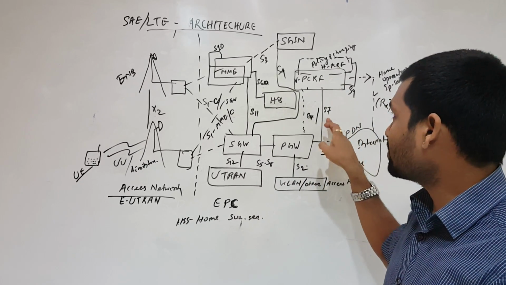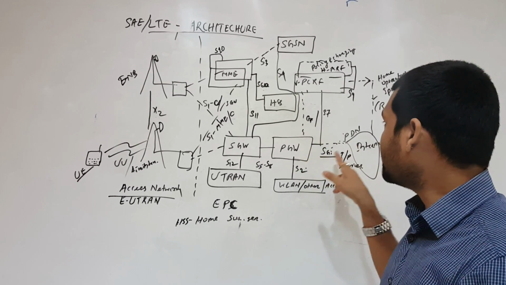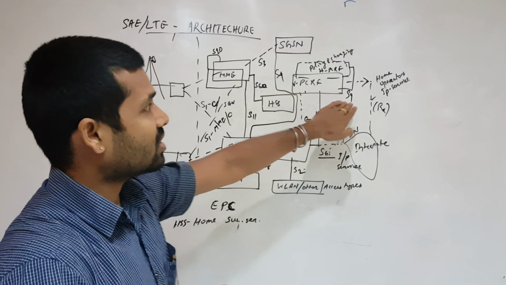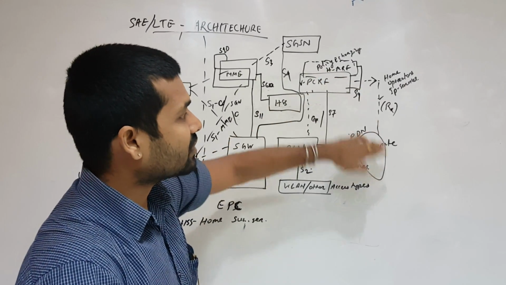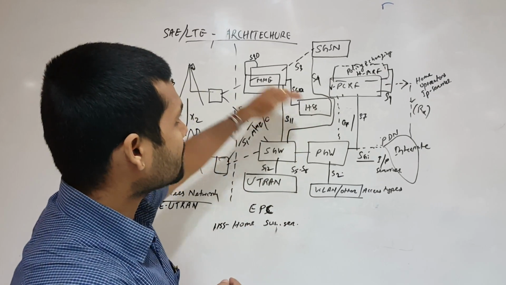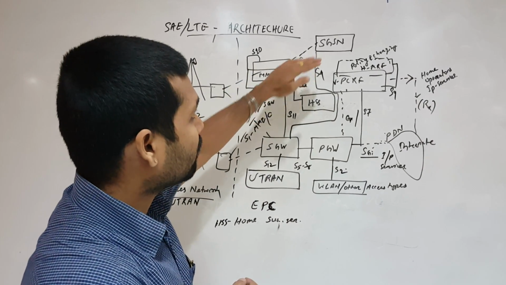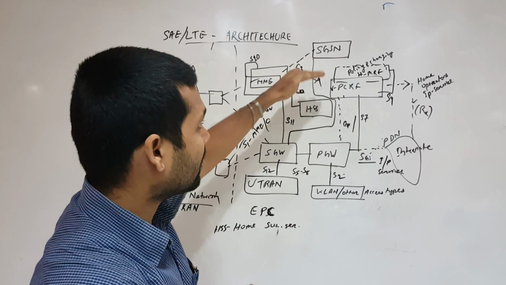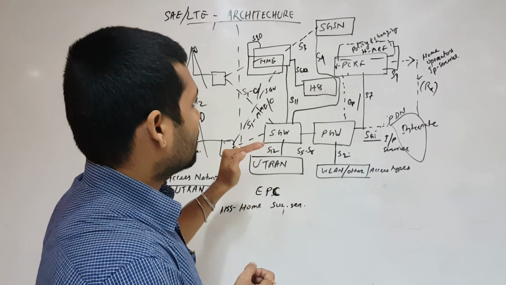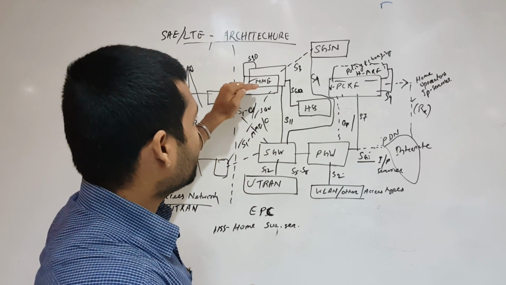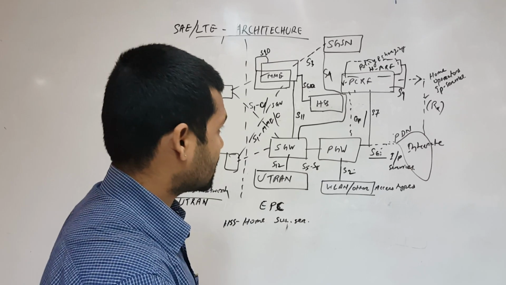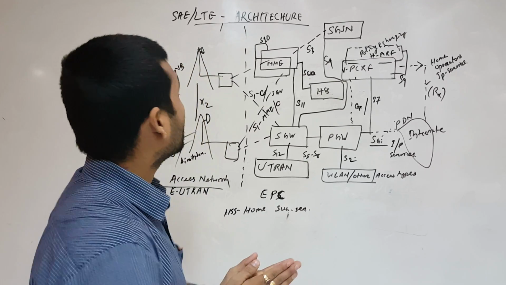Towards the PCRF, we have the S7 or Gx interface. Towards the PDN, we have the SGi interface. From PCRF to the other PCRF, we have the S9 interface. From PCRF to the home operator's IP, we have the Rx interface. From HSS to MME, S6a. From SGSN to MME, S3, and S4 towards the serving gateway. From MME to serving gateway, the S11 interface. MME to MME, S10 interface. That's all about the LTE network architecture.